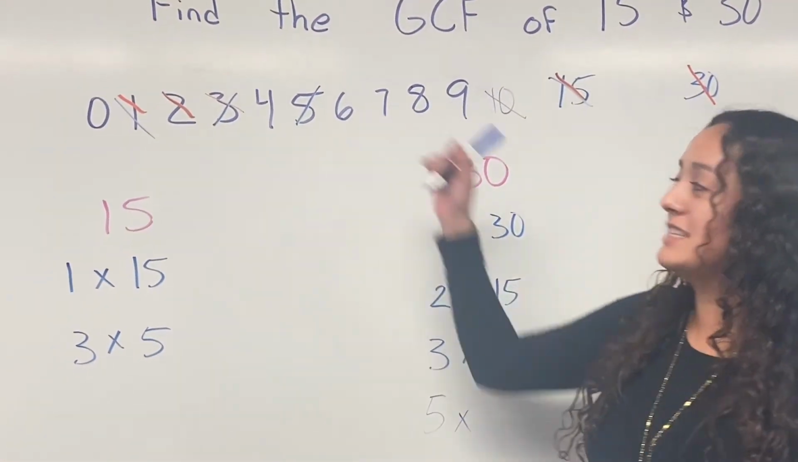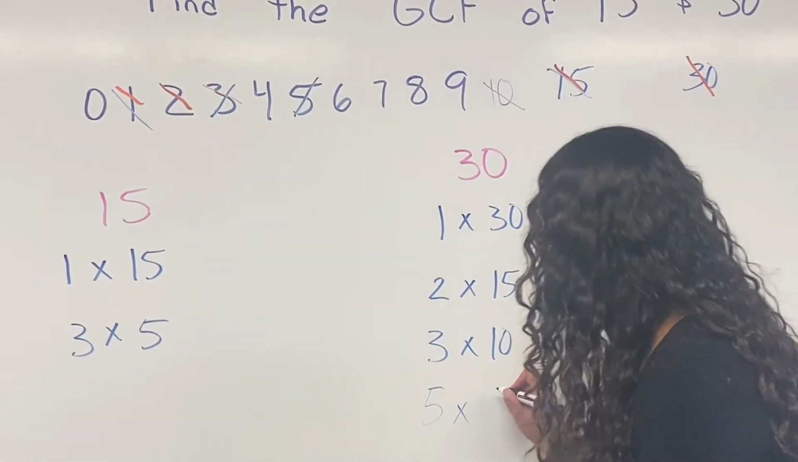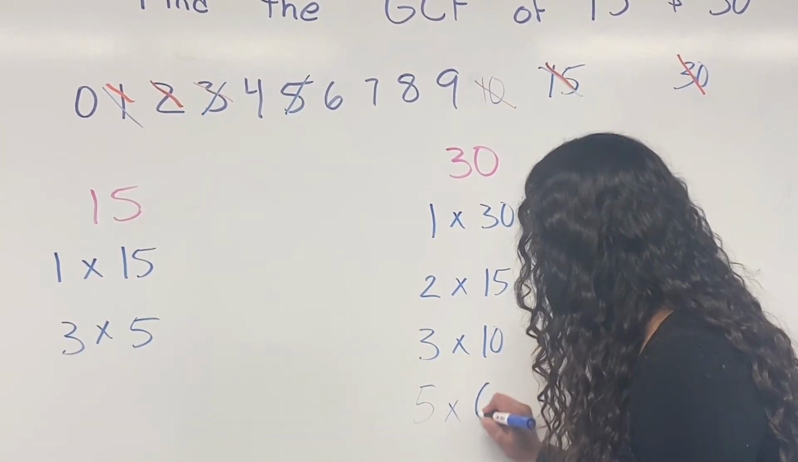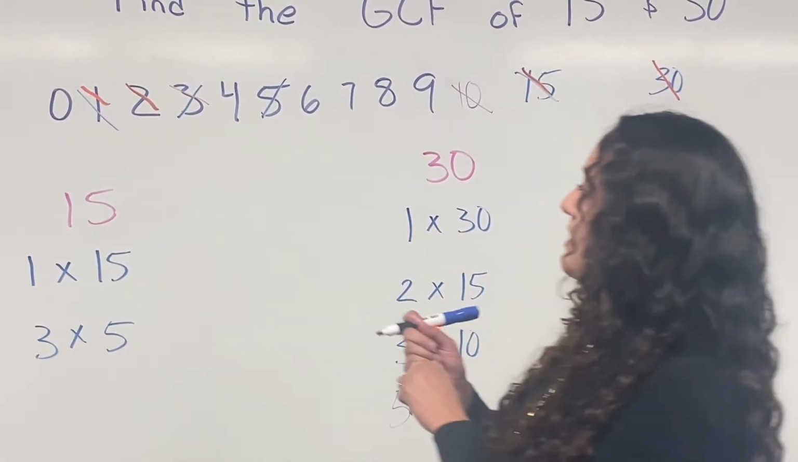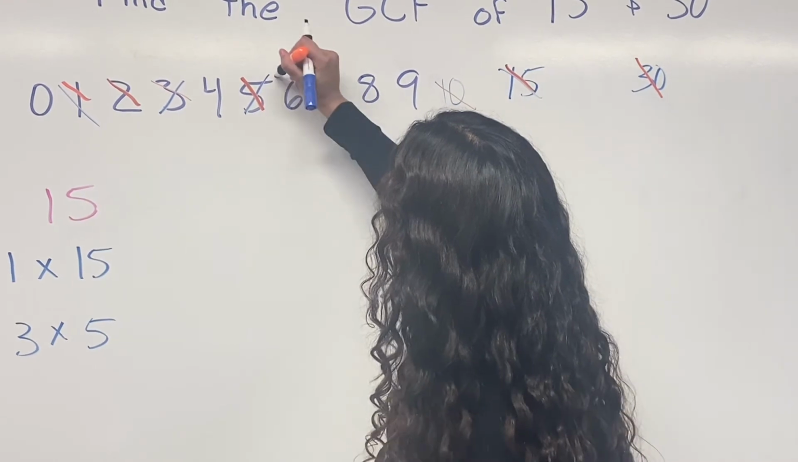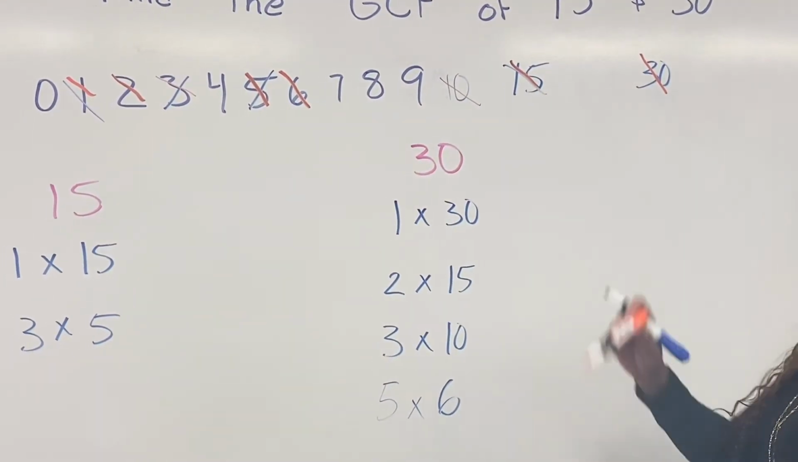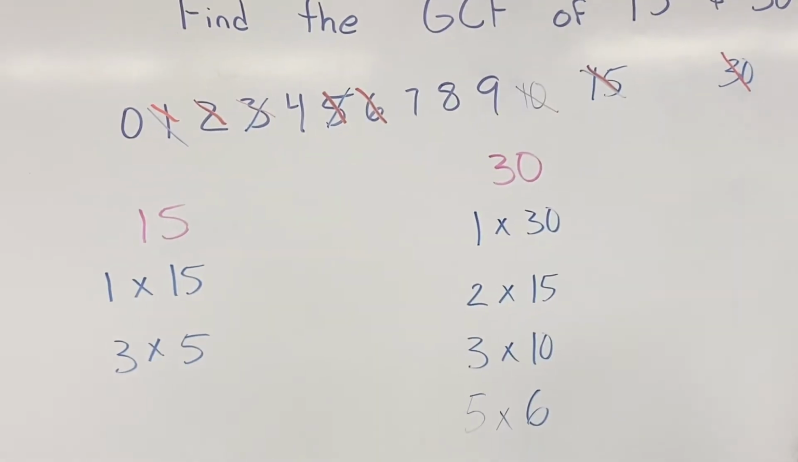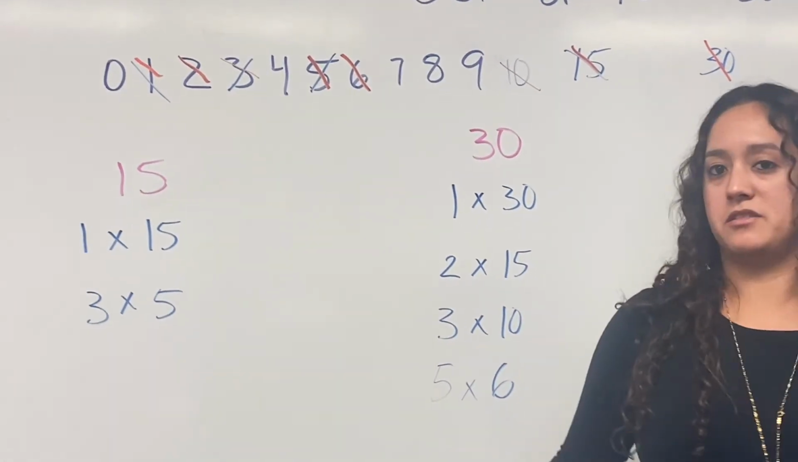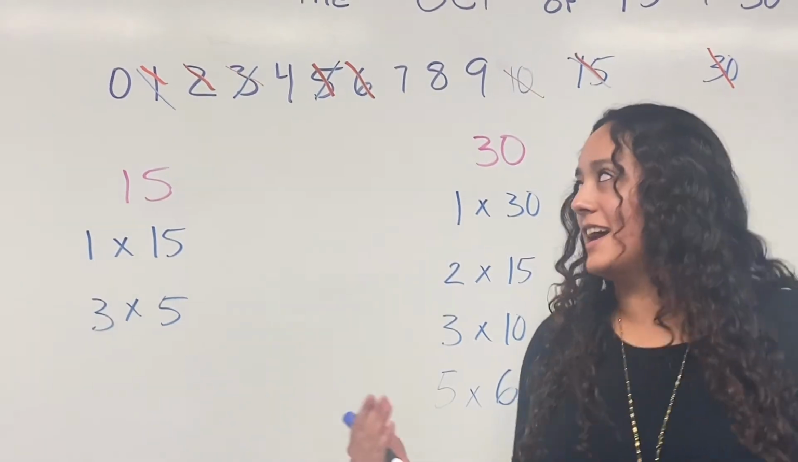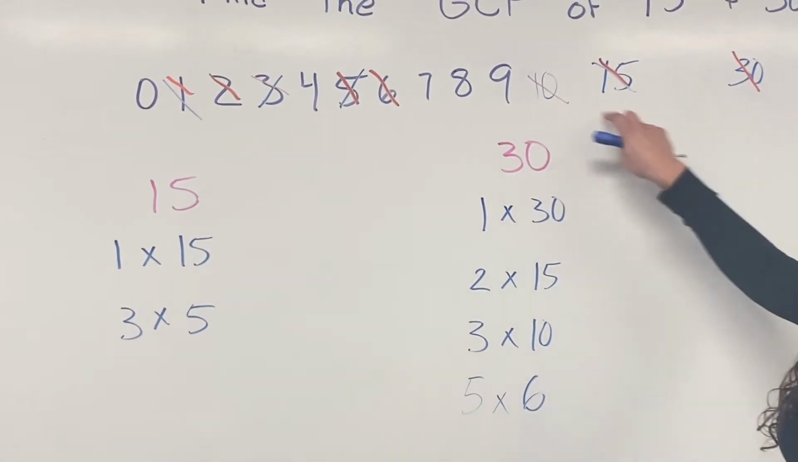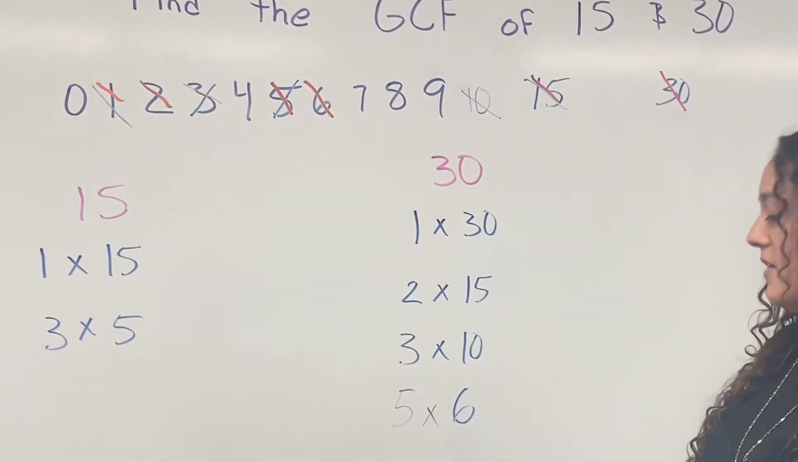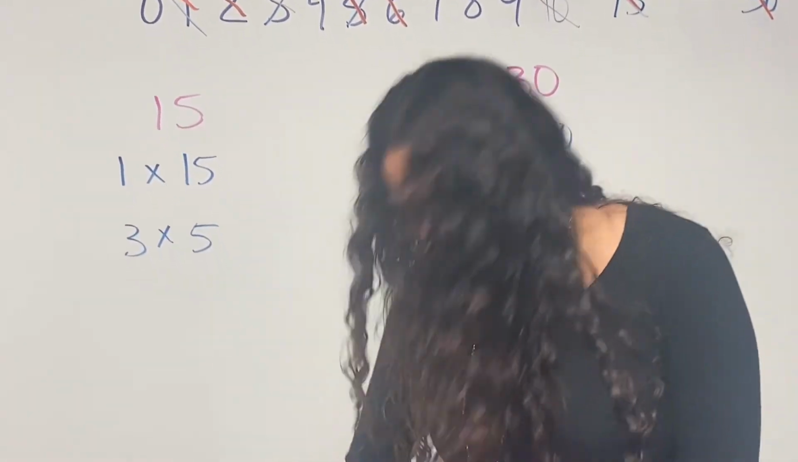5 times 6. Can that give me 30? All right. So I'm going to cross that off. 5 and 6. All right. And those are right next to each other. So what does that mean? If they're right next to each other, what does that mean? Am I done? Yes, especially because I already know I crossed off the other bigger numbers.